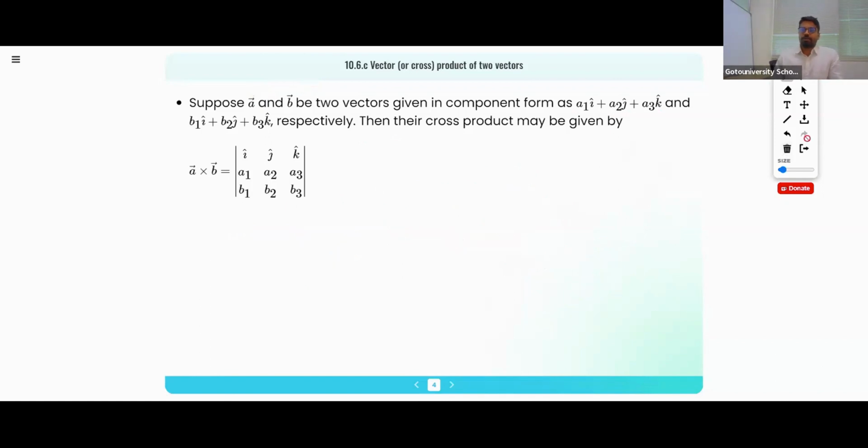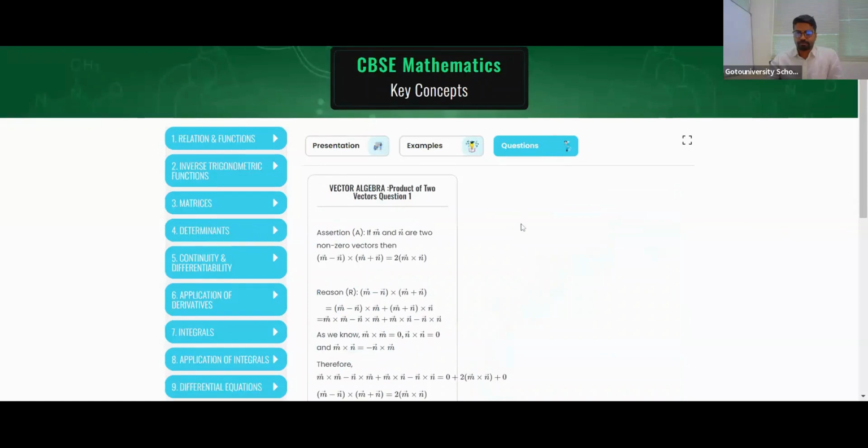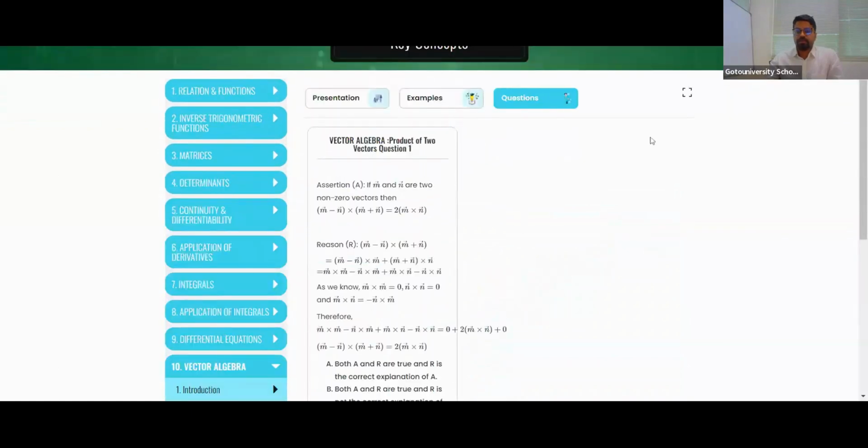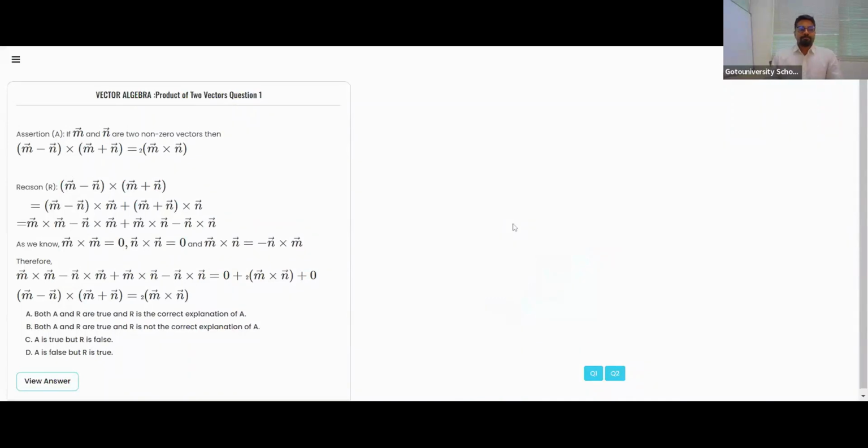Let's go to the questions. With this, we can wind up this chapter. This chapter is very important for our next chapter. What is it? Three-dimensional geometry, right?